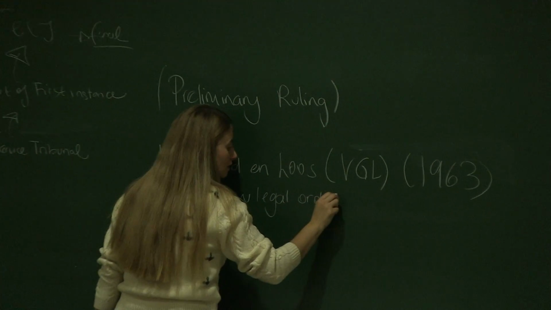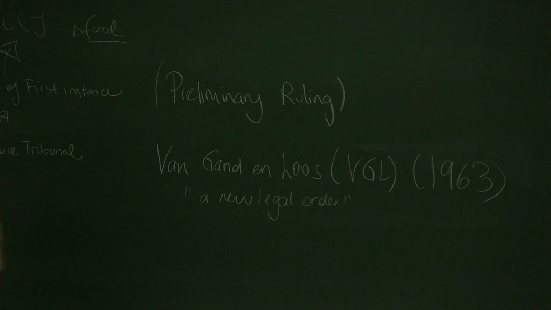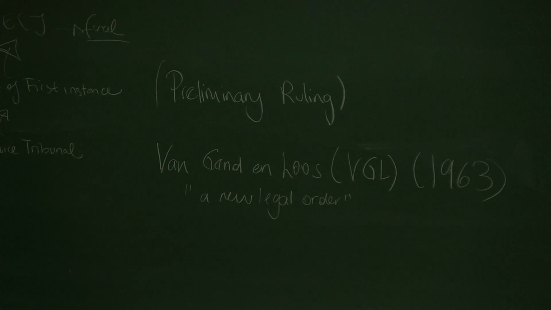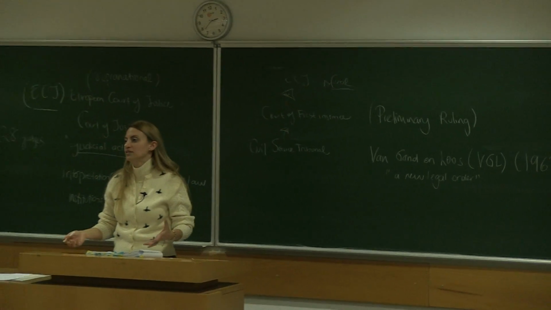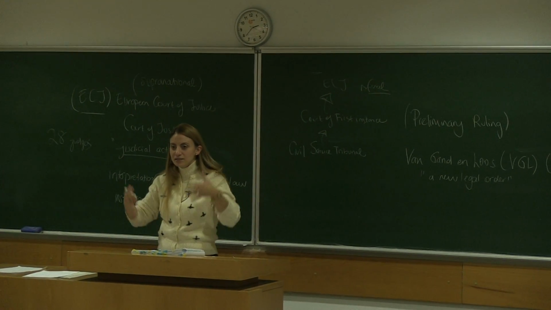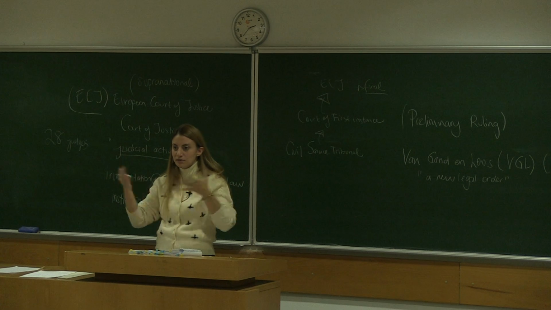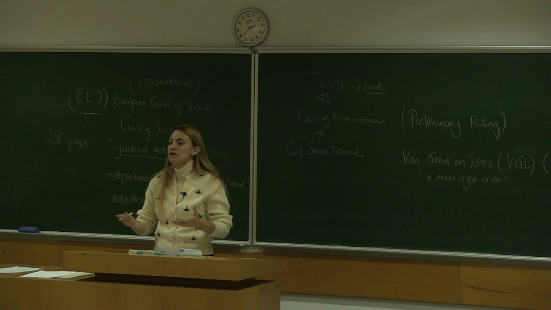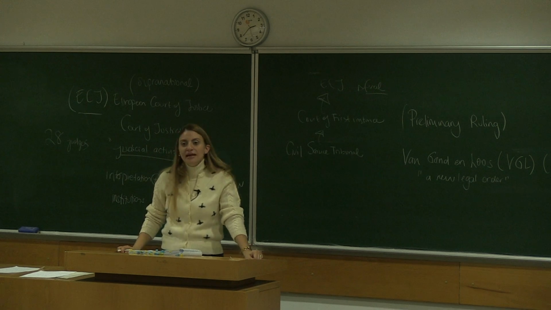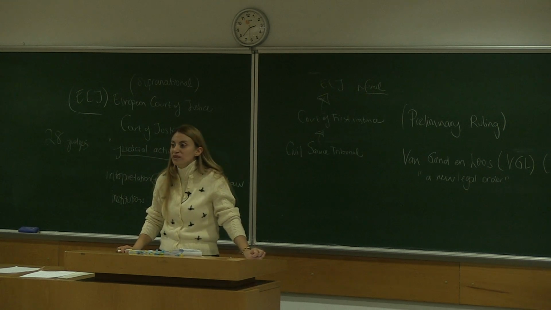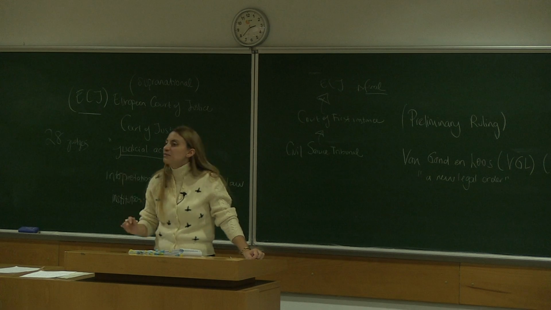What are they trying to mean by saying a new legal order? They're trying to say that at that time what is known is that there's the national legal order, the national law, and there's the international law, right? It's quite clear. And this is what has been seen. But what the European Court of Justice said with the Van Gend en Loos ruling is that it's not as simple as international law and national law.